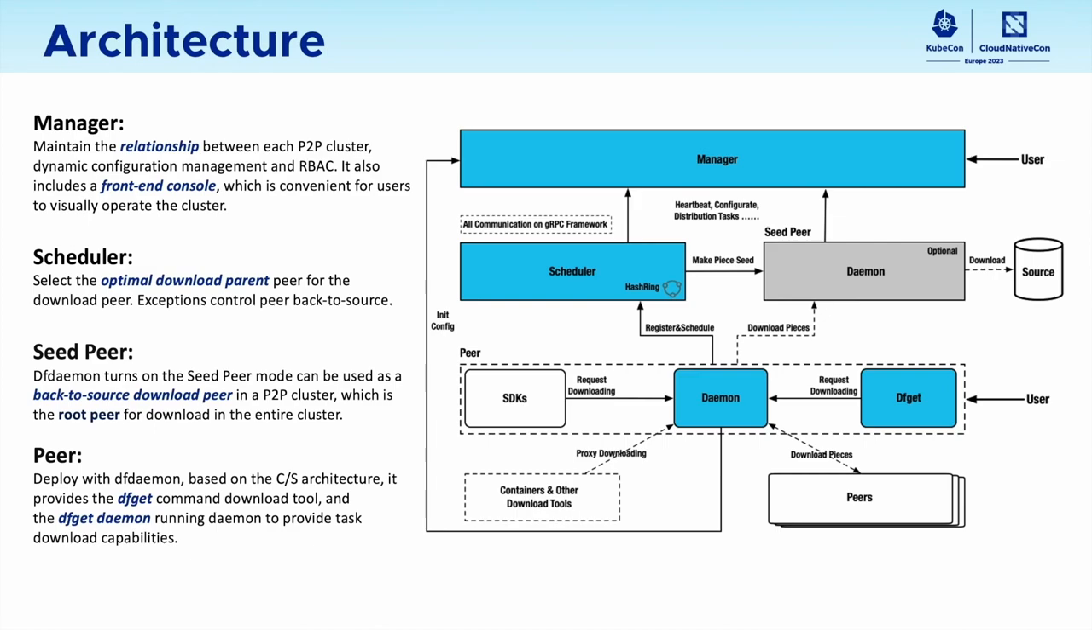We introduce each service. First of all, the manager service, which is a management service, is used to manage the relationship between multiple clusters. A P2P cluster includes a scheduler cluster, a seed peer cluster, and multiple peers. Multiple P2P clusters are managed by the manager. At the same time, the manager also provides dynamic config management, such as controlling the load of peer and seed peer. The manager can also act as a certificate issuing CA service, issuing leaf certificates to scheduler, seed peer, and peer. It also provides a front-end console, which makes it easy for users to manage P2P clusters.